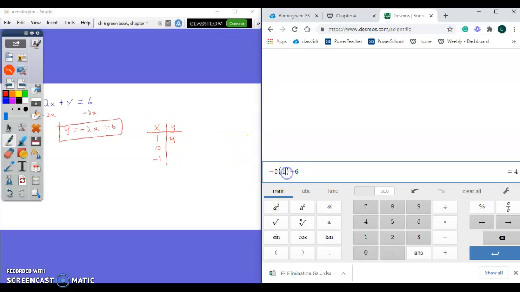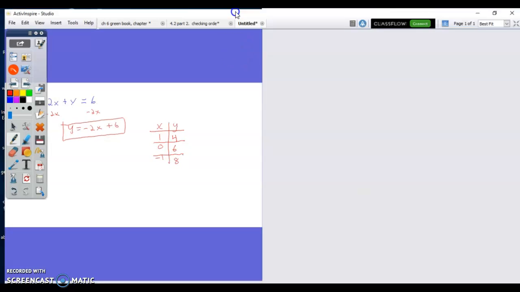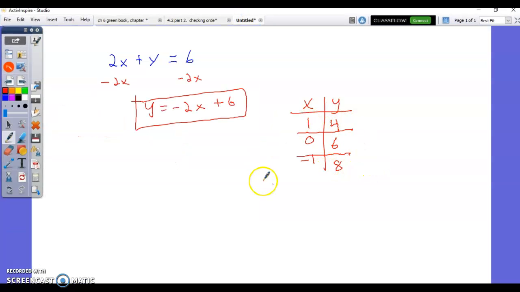For 0, we get 6 as our output. And for -1, we get 8 as our output. All right, so once we come up with our table of values, then we can graph. Obviously, I don't have a coordinate plane, so I'm just going to do my own. Let's draw our y and our x-axis here. Remember, this is our x-axis, this is our y-axis. So I'm going to make some points on this graph.